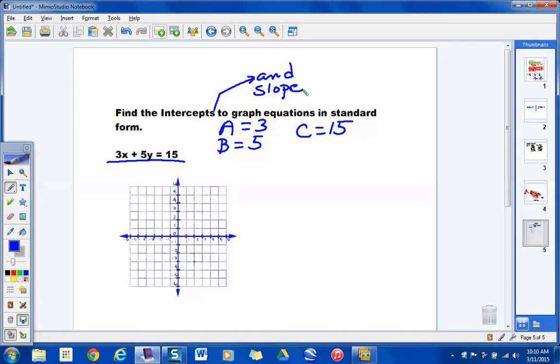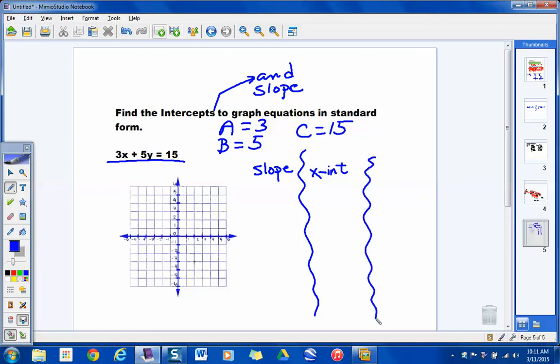Slope here. Okay. So I'm going to make a chart here. I'm going to go slope. I'm going to go x-intercept. And I'm going to go y-intercept.